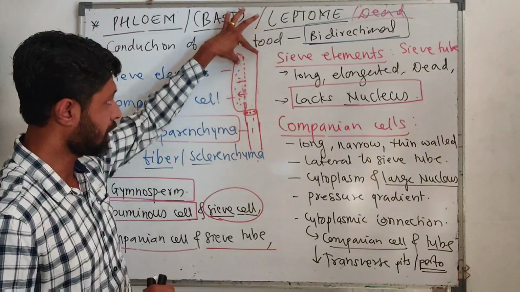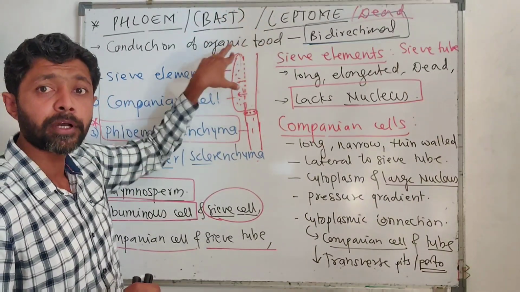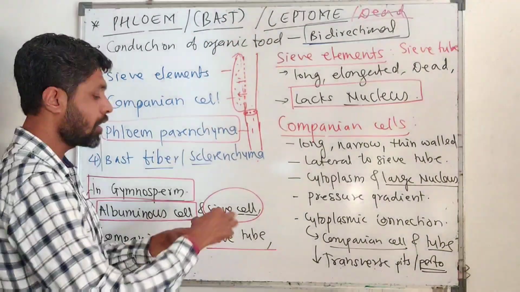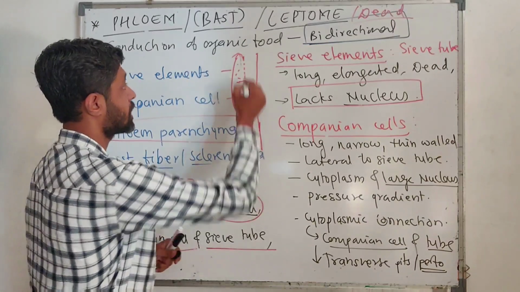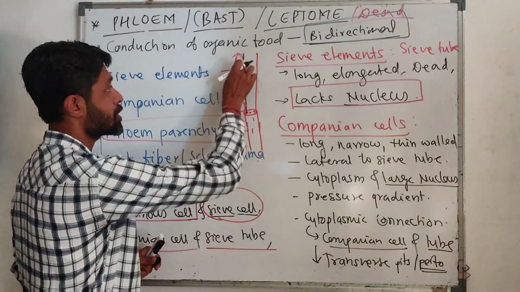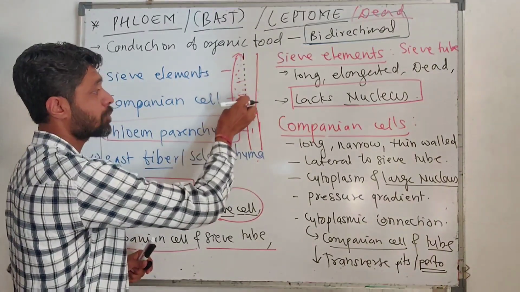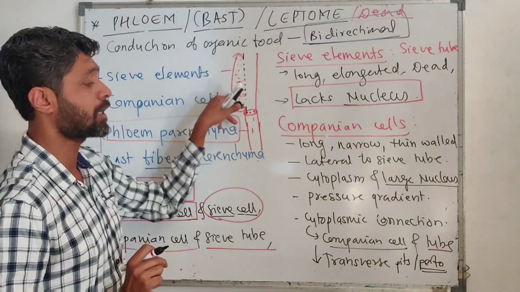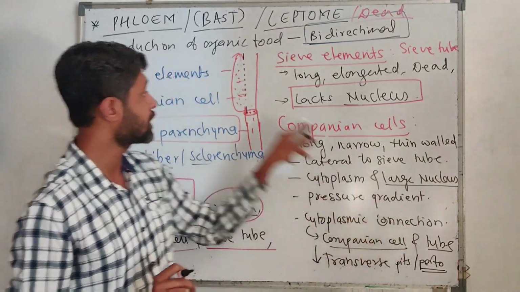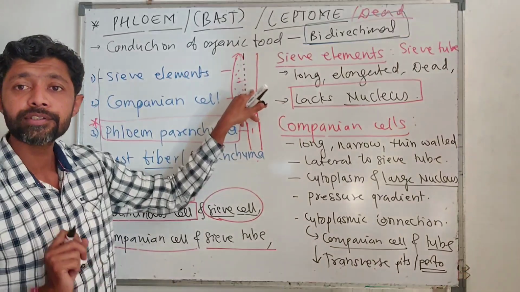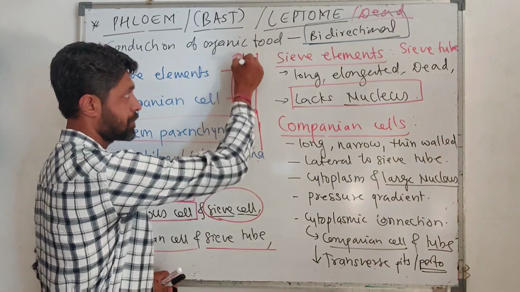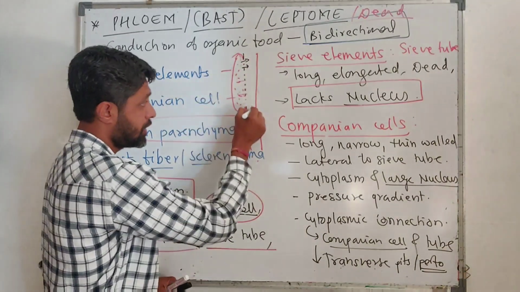Sometimes the lateral walls of sieve tubes are perforated. On this lateral wall, there are several perforations. These perforations maintain a cytoplasmic stream, a cytoplasmic connection between the companion cell and the sieve tube. This is because of this perforation.